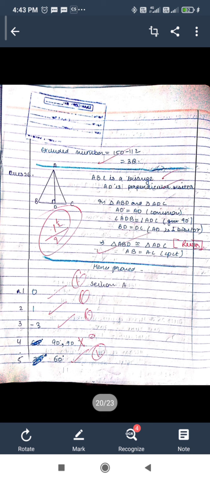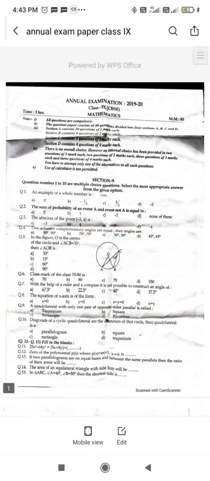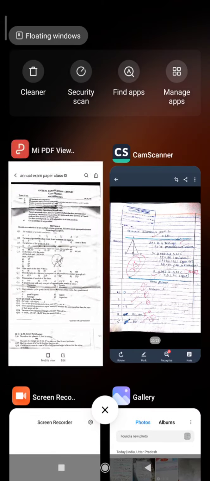Now we will come back to section A. Section A, first part will be 0, example of a whole number is 0. The sum of the probabilities of two events will be 1.